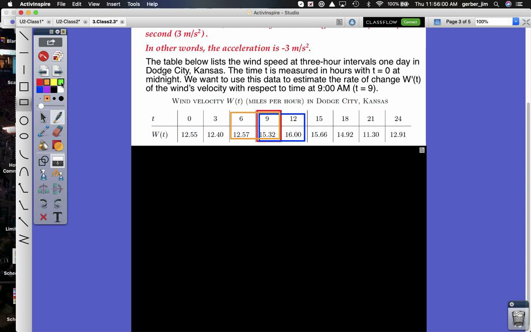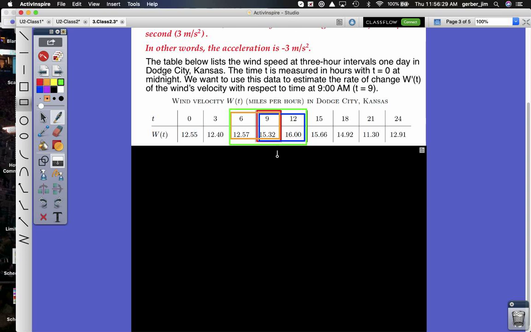A third possibility would be to say, since we want it at 9, let's take a point to the left and a point to the right. So we can do something like this. If we look at that, we're going from 12.57 up to 16. That's a difference of about 3.5 across a 6-hour difference. So 3.5 divided by 6 is around 0.5. That would indicate about 0.5 miles per hour per hour.